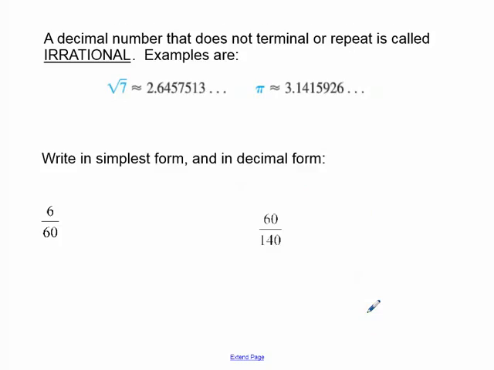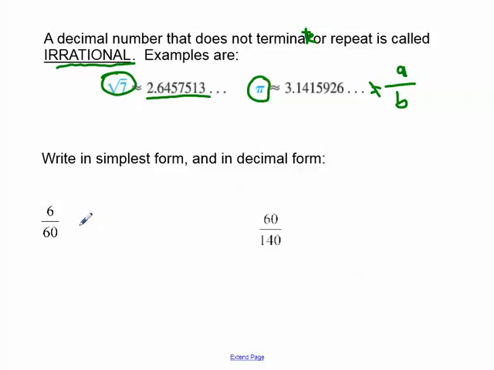A decimal that doesn't terminate or repeat is called irrational. We've got some irrational numbers. Square root of 7 is irrational because it goes on forever and ever. Pi is irrational because it cannot be rewritten as an a over a b. You can't find 3.1415926, etc. as an a over a b. People have tried, believe it or not.